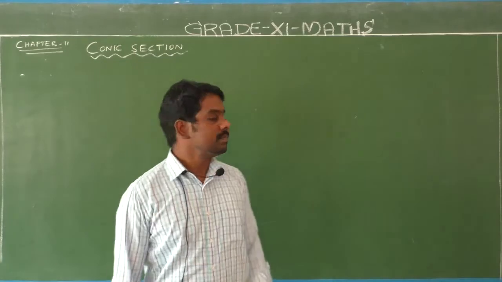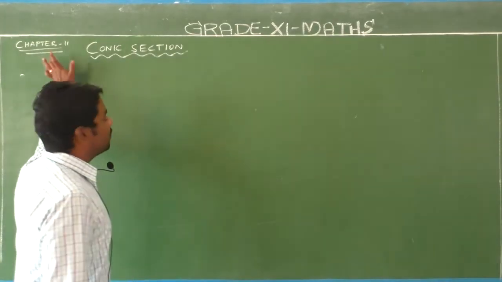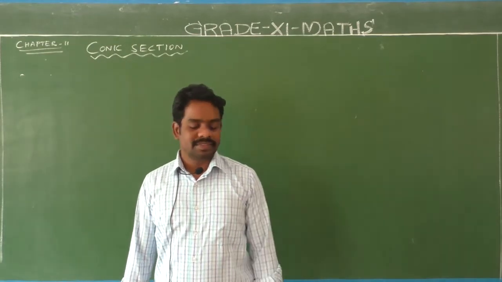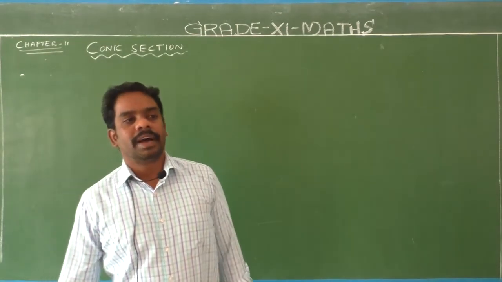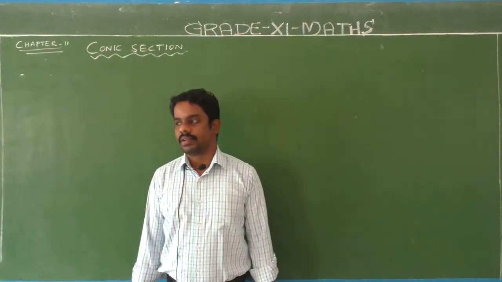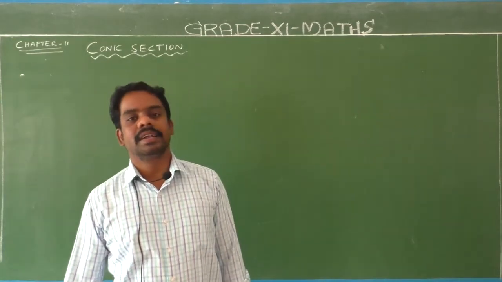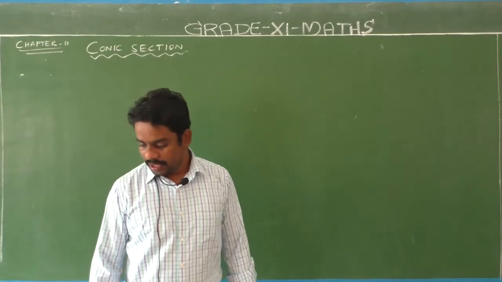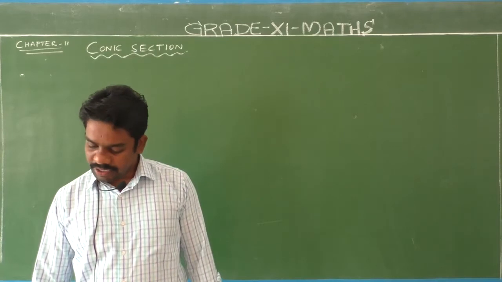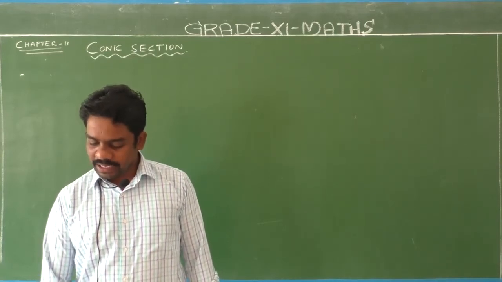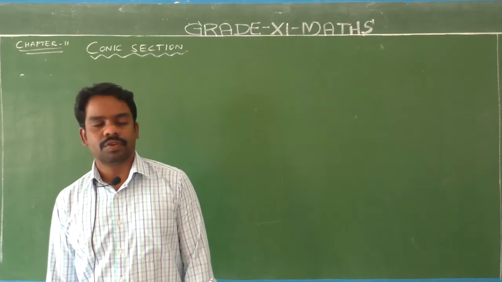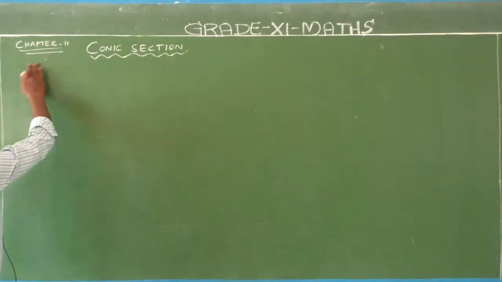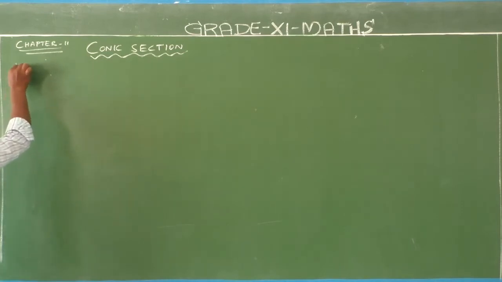Today, same unit, chapter number 11, conic sections. Last class we saw the parabola and ellipse. Exercises 11.1, 11.2 and 11.3 are already completed. Next, the fourth one, exercise number 11.4. Conic section, one type of conic section, the hyperbola.